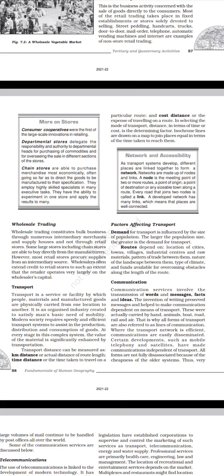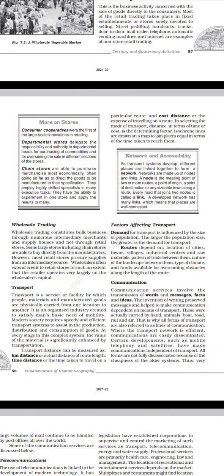Network and accessibility. As transport systems develop, different places are linked together to form a network. Networks are made up of nodes and links. A node is the meeting point of two or more routes, a point of origin, a point of destination, or any sizable town along a route. Every road that joins two nodes is called a link. A developed network has many links, which means that places are well connected.